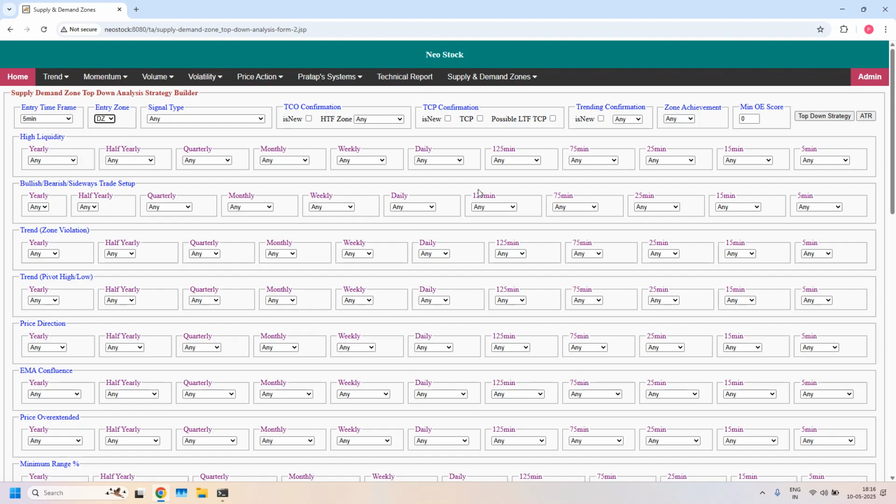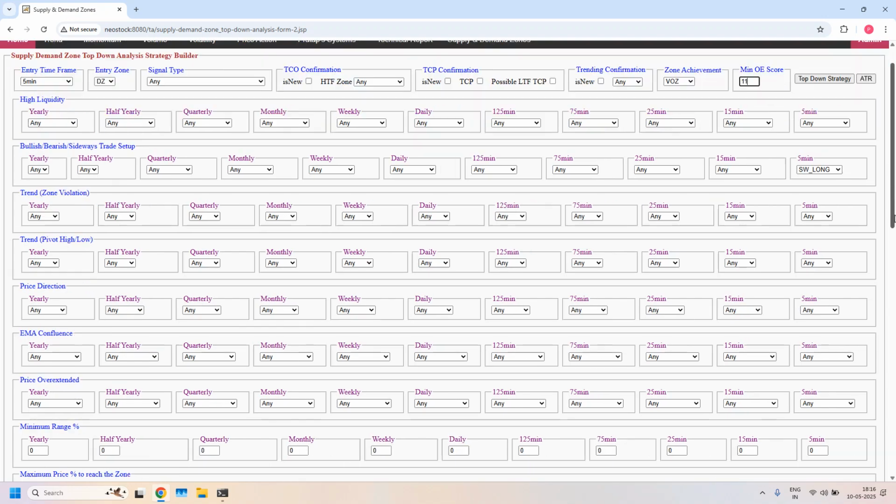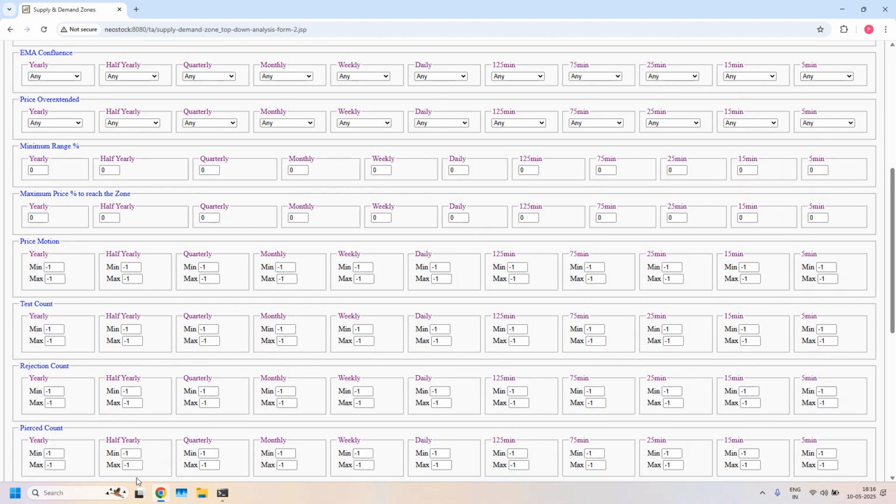Bullish, bearish or sideways trade setup at 5 minutes. I am selecting sideways long. For sideways, zone achievement is violated opposing zone. Minimum odd enhancer score for sideways is 11. And also this 5 minutes demand zone should not be pierced. So in the pierced count parameter at 5 minutes time frame, I am setting minimum value 0, maximum value 0.